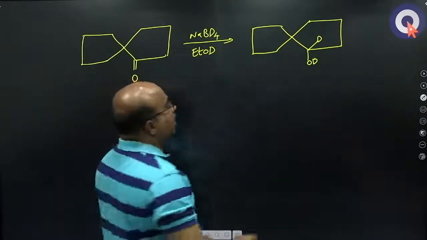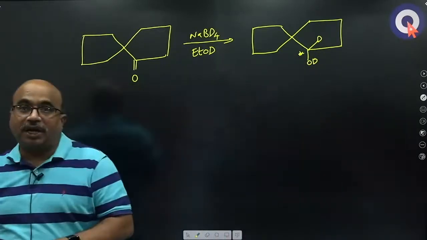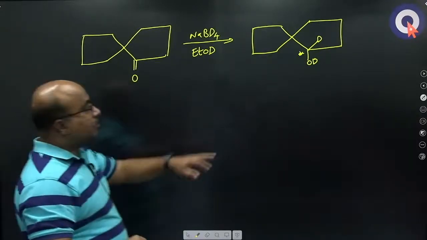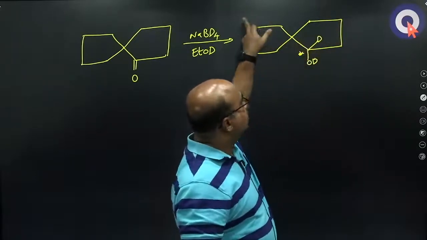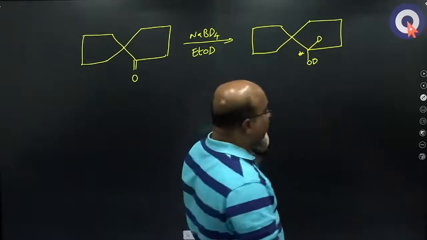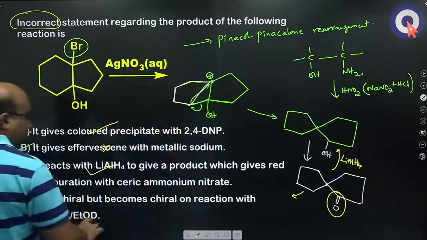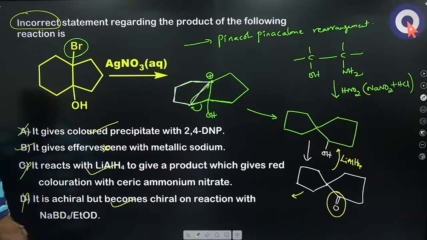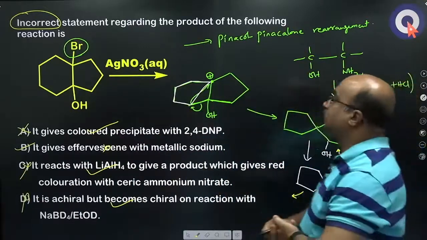Now this carbon is a chiral carbon, so it becomes optically active. Clear? Because at this carbon you have D and OD, and the carbon chains are completely different. So this carbon has chiral nature now, and it will become optically active. So this is also correct because earlier it was achiral and now it becomes chiral after the reaction. So this is not our option. Okay, done. Clear? So we'll go with the next.